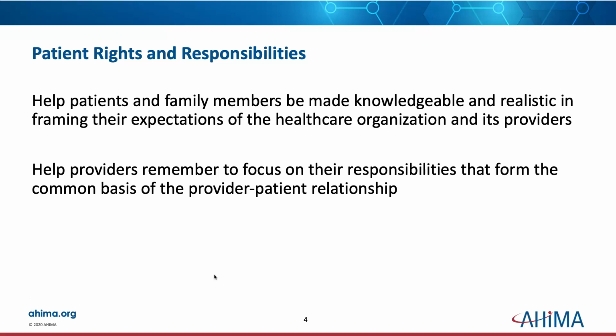So let's talk about patient rights and responsibilities. We need to make sure that patients and family members are knowledgeable and realistic in framing their expectations of healthcare organizations and their providers. Doctors are not miracle workers. They cannot beat death or cheat death every time. There are some times when things happen and everything aligns and it all works out beautifully. Then there are times when things go wrong. Doctors are human. People make mistakes. How do we make sure that that is communicated appropriately? When do we apologize for when things go wrong?